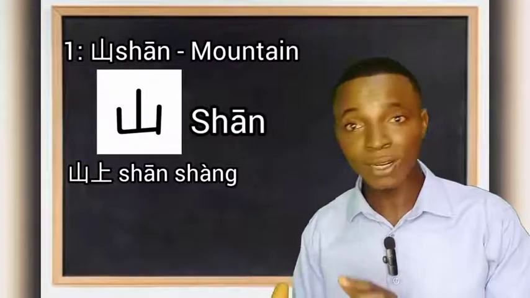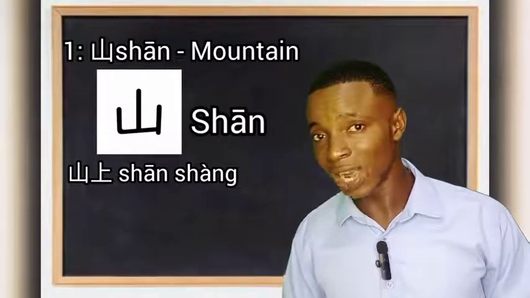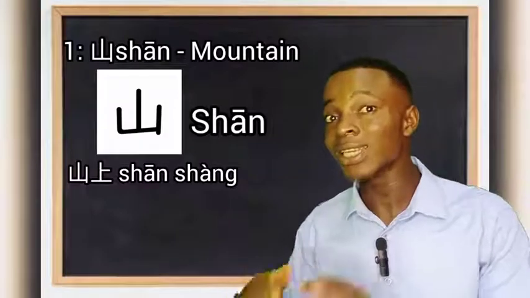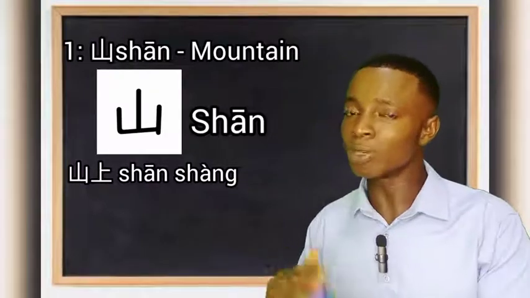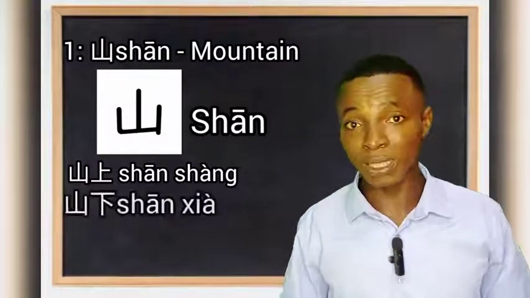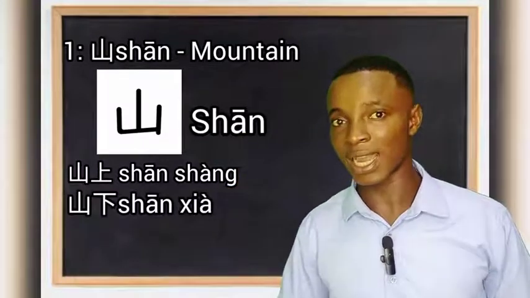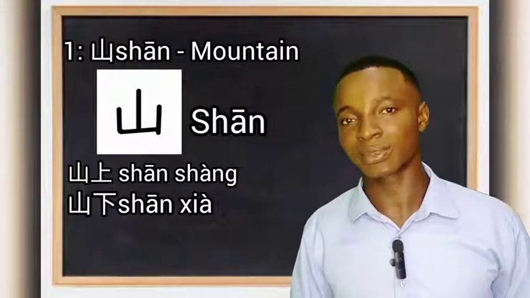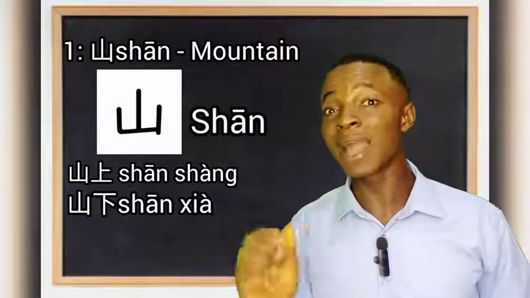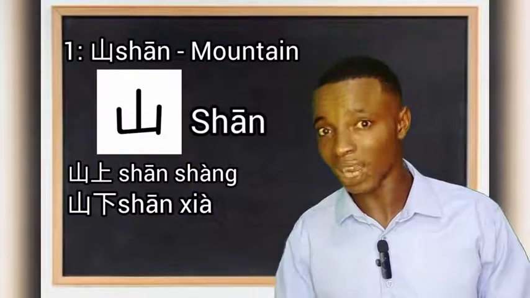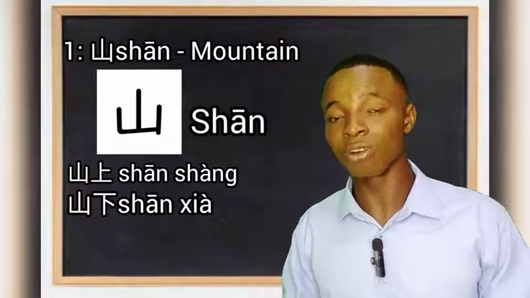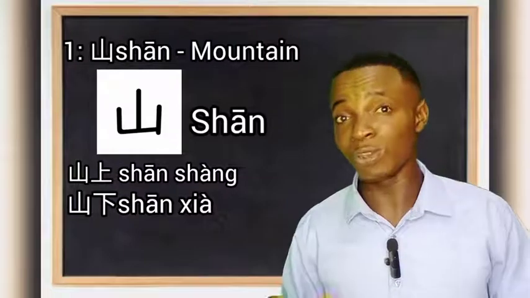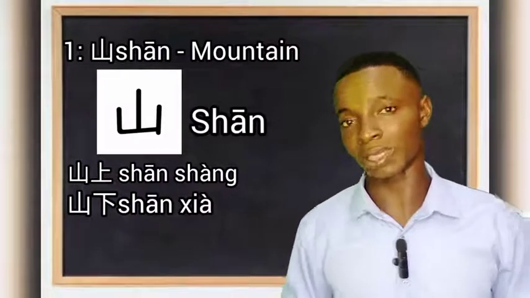On top of the mountain, we simply say shān shàng. Can you find out the differences? Shān and shàng. The last one, shàng, is on top or above. Then what about below the mountain? We simply say shān xià. But remember, you can only pronounce shān shàng if you know the nasal sounds of the Chinese language. That's the only way you can make this sound correctly.